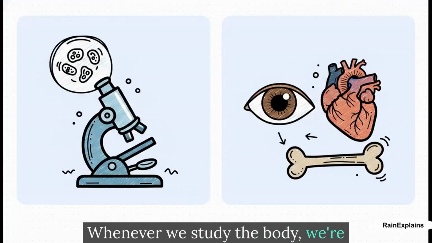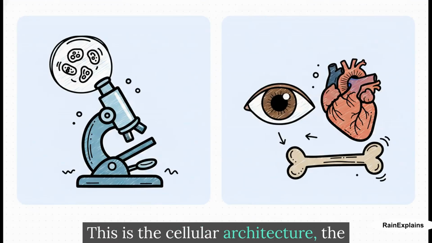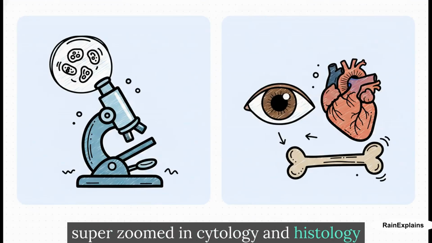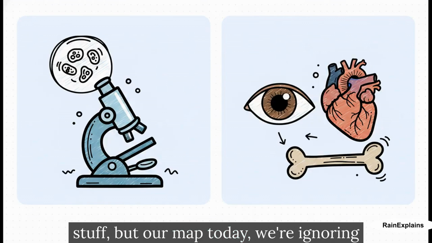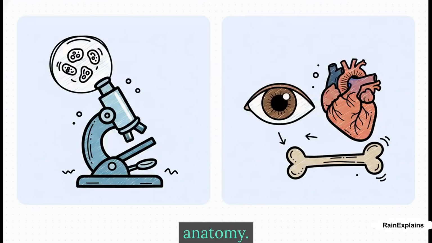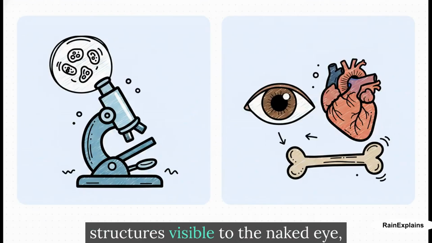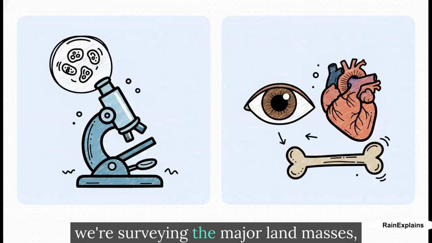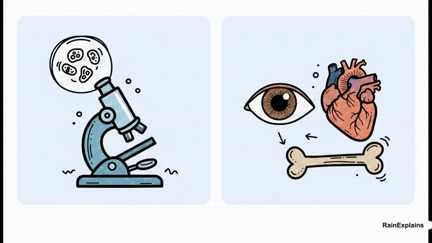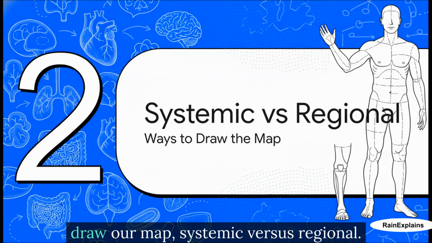Whenever we study the body, we're essentially looking through one of two lenses. On one hand, you have microscopic anatomy. This is the cellular architecture, the super zoomed in cytology and histology stuff. But our map today, we're ignoring the microscope. We are focusing strictly on gross anatomy. That's the macroscopic world. The organs, the bones, the big structures visible to the naked eye. We're surveying the major land masses, so to speak. Now, within that macroscopic world, we actually have two very different ways to draw our map, systemic versus regional.